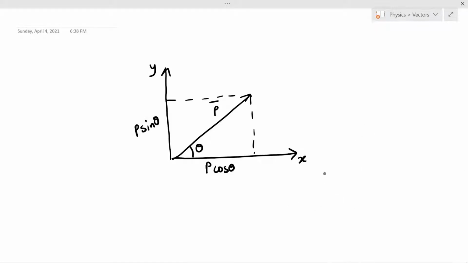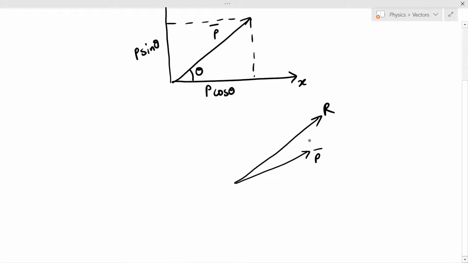So I can also resolve this vector, or find a component of this vector, along any arbitrary vector. For example, if I have a vector like this, r bar, and this is my vector p bar, then what is the component of the p bar vector along r bar? Let's say the angle between the vector p bar and r bar is beta, then this is 90 degrees, and the component is p cos beta. So this is the component of the vector p bar along the vector r bar.